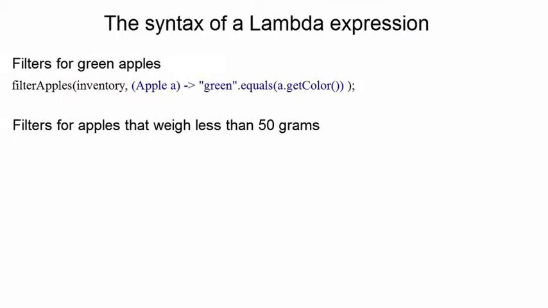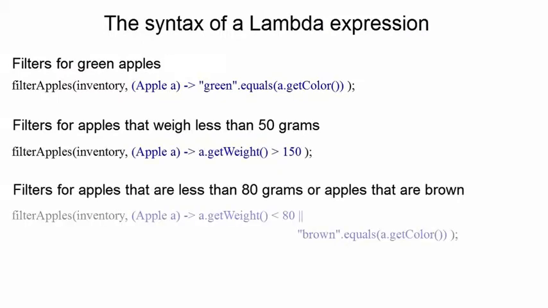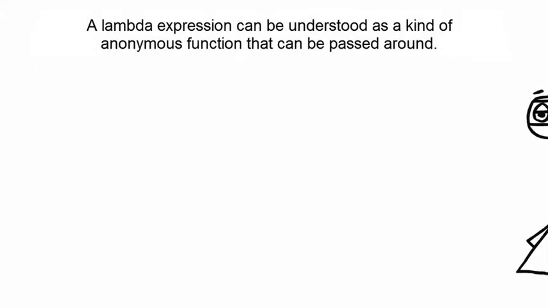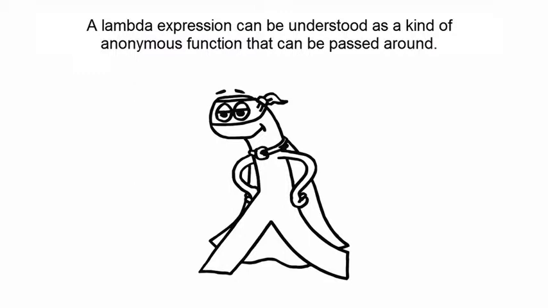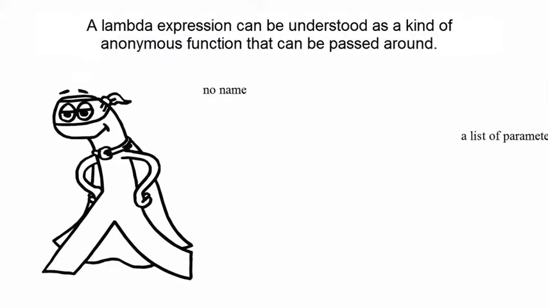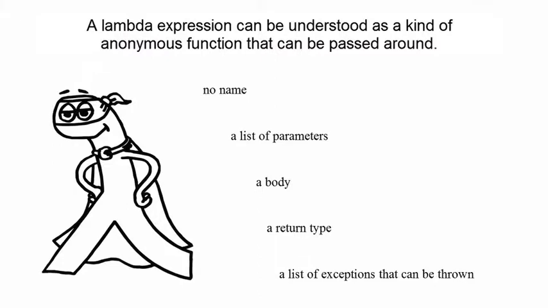Now let's look at a few specific examples based on our earlier farm inventory code. As you can see, using this new approach, you don't need to write a method definition that's used only once. The code is crisper and clearer because you don't need to search to find the code you're passing. A lambda expression can be understood as a kind of anonymous function that can be passed around. It doesn't have a name, but it has a list of parameters, a body, a return type, and also possibly a list of exceptions that can be thrown.